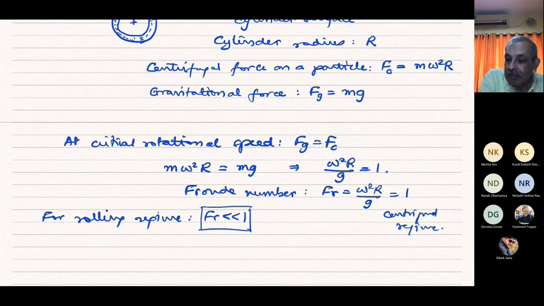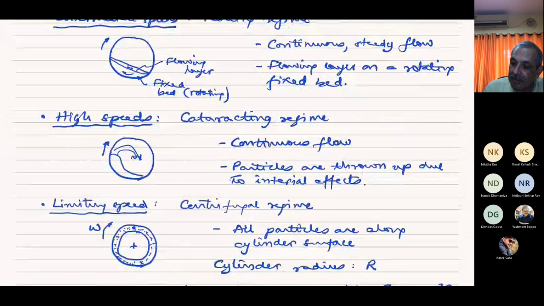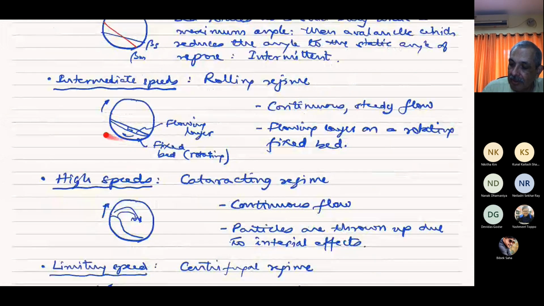Okay. So in the next class, we'll try and analyze this particular flow situation. So we will basically look at what happens in this flowing layer and how we can model this flow in terms of the surface flow equations that we have developed. Okay, so that will be the next example that we'll look at, which is the flow in the layer in a rotating cylinder operating under the rolling regime.